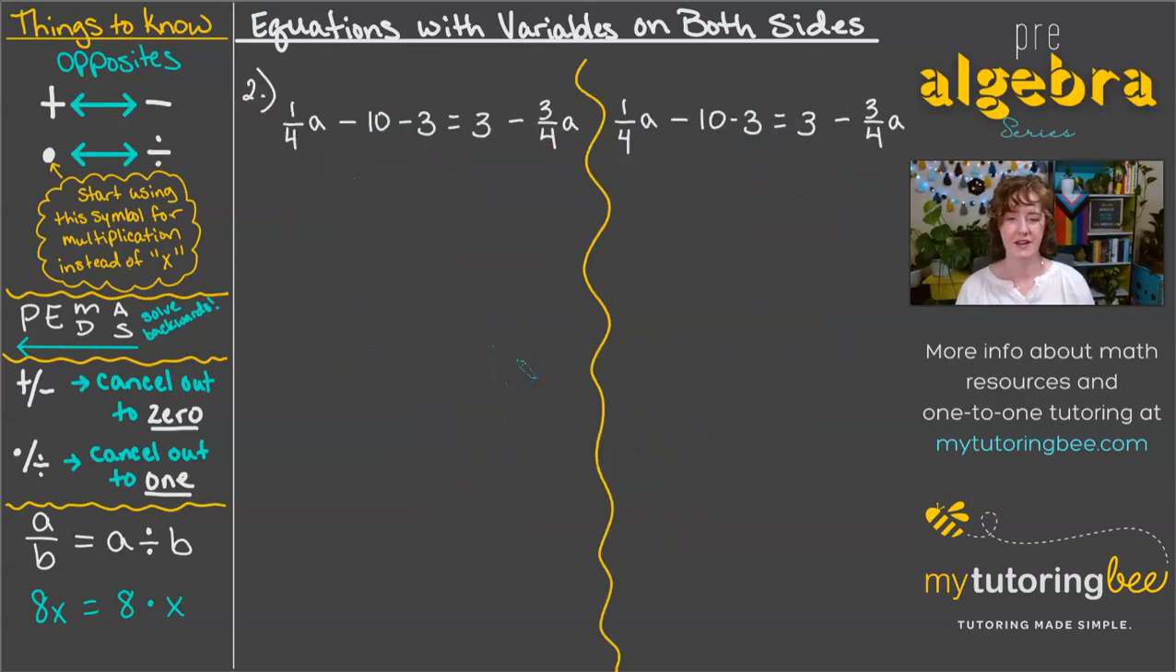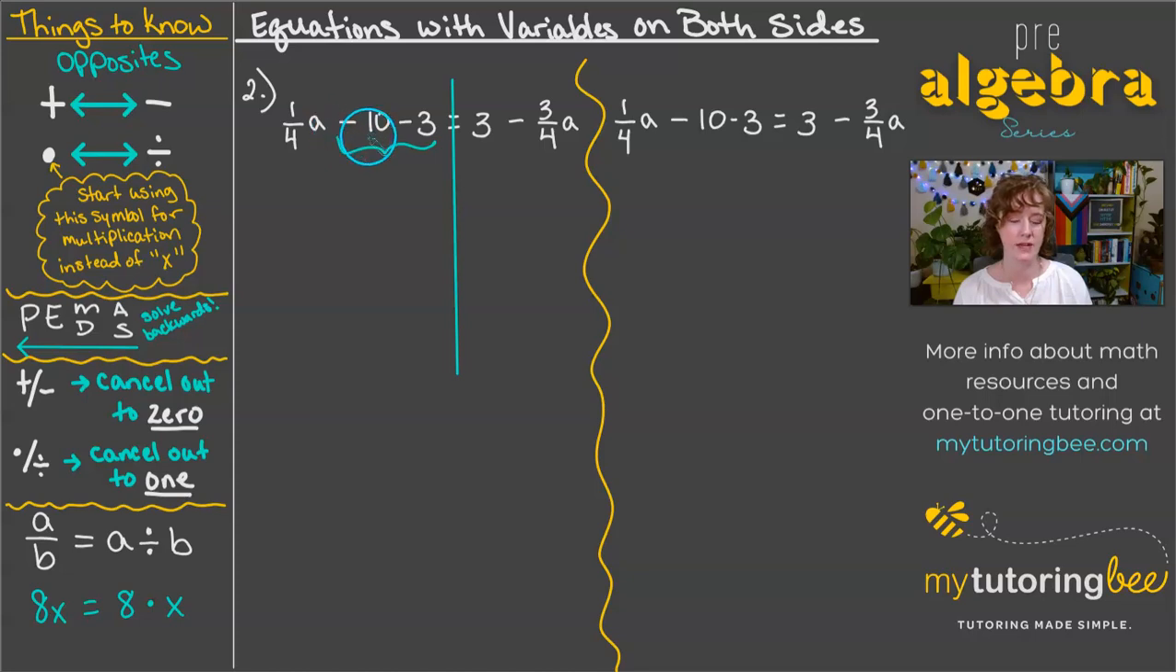Let's take a look at another example. Again, I've got the same equation written twice, so I'm going to show you 2 different ways to go about this equation. All right, so we've got a lot going on here. I see fractions, and I also see that I have some like terms that I can combine. So I'm going to go ahead and do that first.